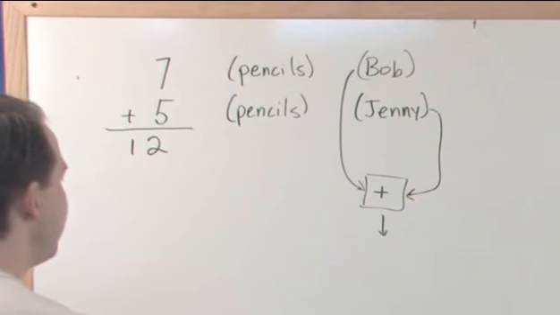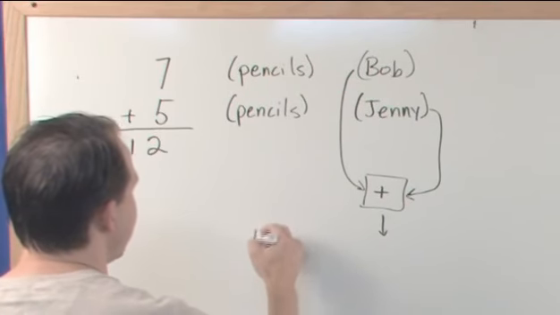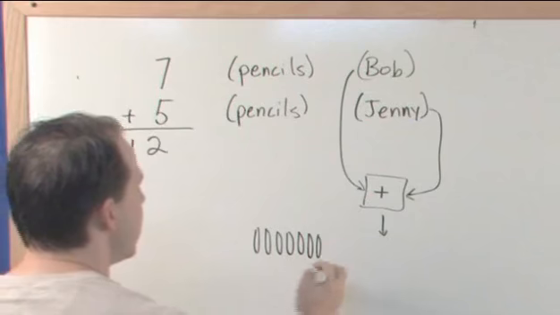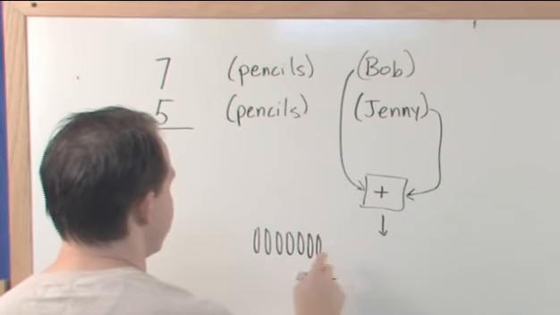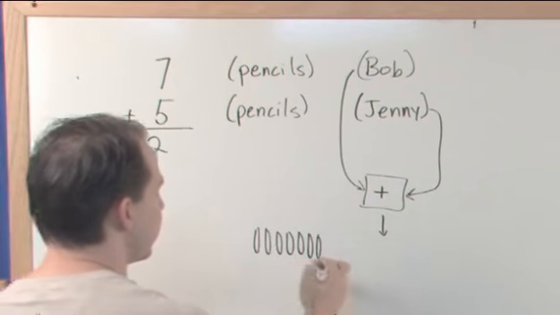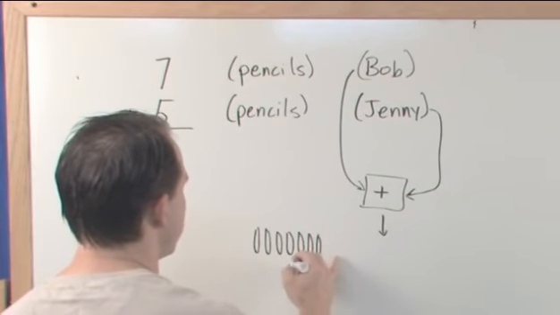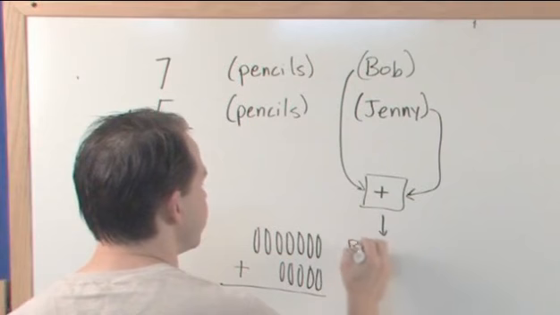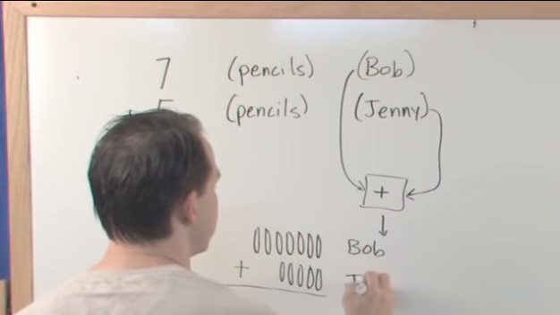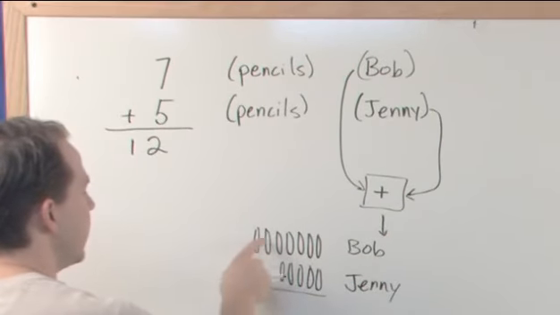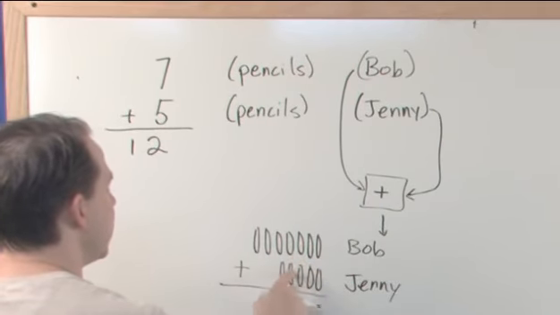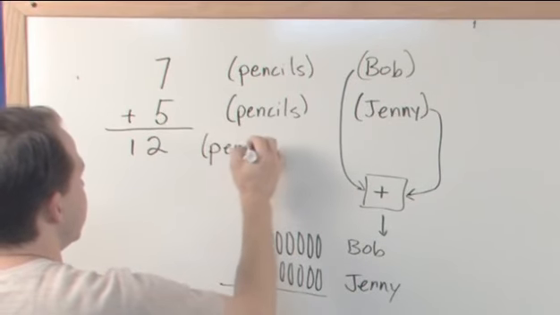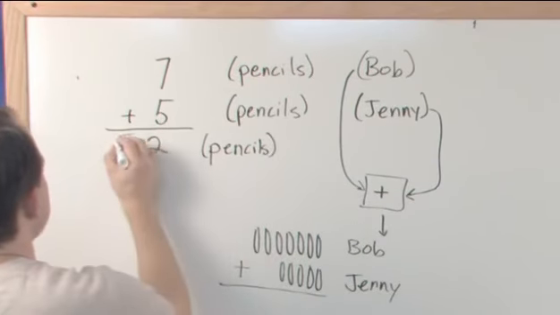12. Okay? So it's basically the same thing as saying if Bob had the 7 pencils, and Jenny had 1, 2, 3, 4, 5 more, these are all pencils here. Bob had 7, and Jenny had 5 right here. 1, 2, 3, 4, 5, 6, 7, 8, 9, 10, 11, 12. 12 pencils. So you had 12 pencils in the end. Okay? And this is the answer.